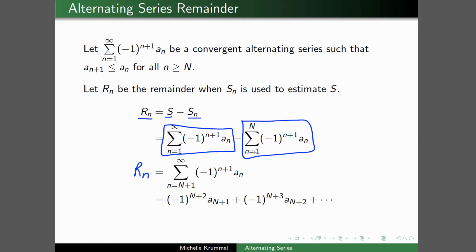If we take away the sum of the first n terms, what we have left is a sum that starts at the n plus first term. And now, since our sum starts with big N plus 1, that's what we would substitute in first, giving us negative 1 to the big N plus 2, a sub n plus 1. And then we increase our index by 1, so we would plug in big N plus 2 and get this next term, negative 1 to the big N plus 3, a sub n plus 2.